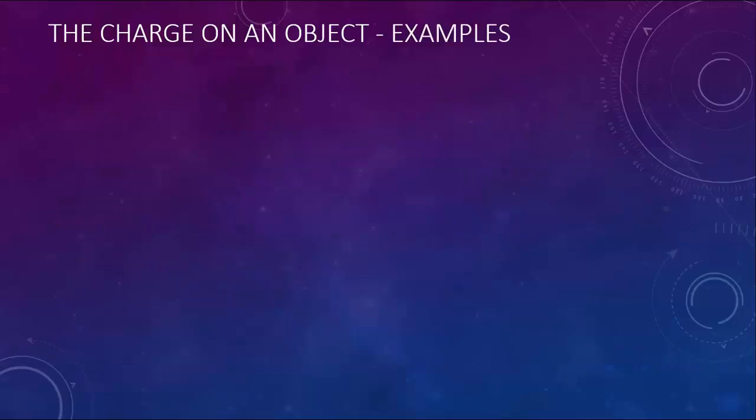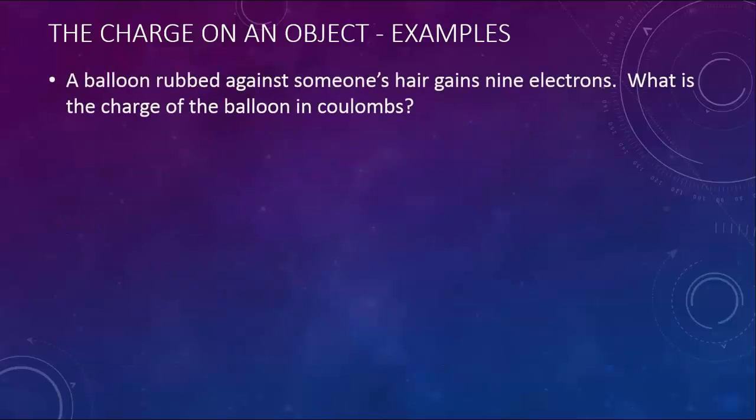Let's take a look at a couple examples. Let's say that a balloon was rubbed against someone's hair, and the balloon gained 9 electrons. What's the charge of that balloon going to be in coulombs? Well, this is the perfect situation to use a proportion. We know that one elementary charge is 1.6 times 10 to the negative 19 coulombs. In this problem, we're dealing with 9 elementary charges because the balloon is gaining 9 electrons. How many coulombs is that equivalent to?